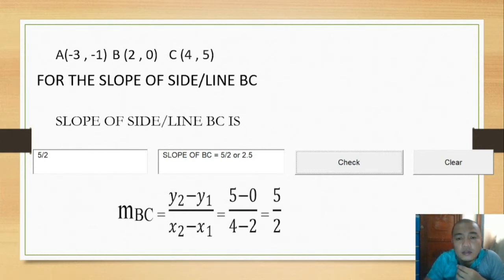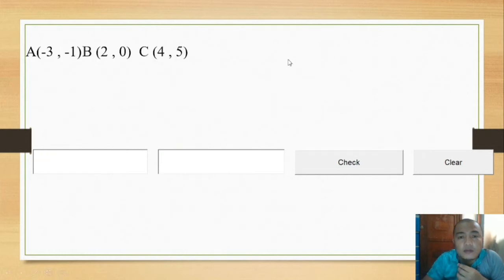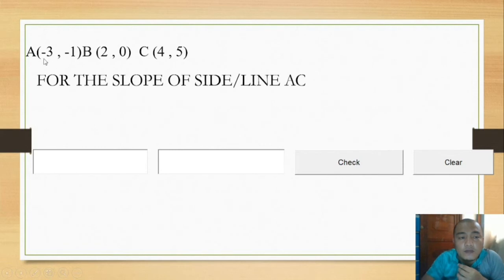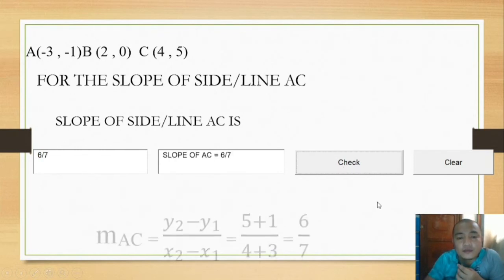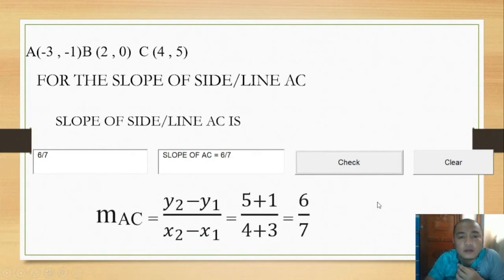Okay, what's next? How about the slope of side or line AC? For point A, negative 3, negative 1, for point C, 4, 5. So the slope of line AC is: 5 minus negative 1 is 6, 4 minus negative 3 is 7, so 6 over 7. 6 over 7 is the slope of side AC. Correct, 6 over 7.